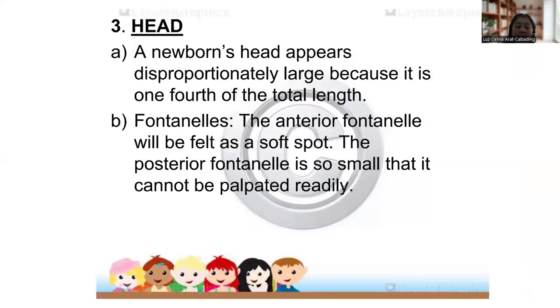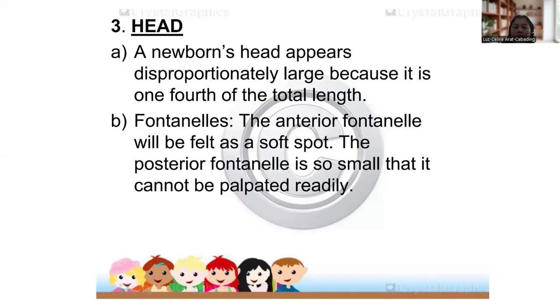Then we assess the head of the newborn. Okay. Now, a newborn's head appears disproportionately large. That is normal if it seems to be larger than the chest, because the head is actually 1/4 of the total length of the newborn. And in that head, expect fontanelles. Fontanelles are soft spots. Okay?